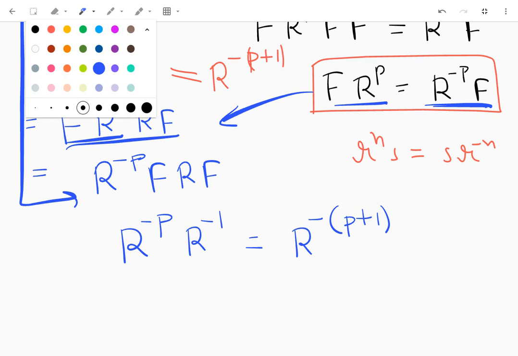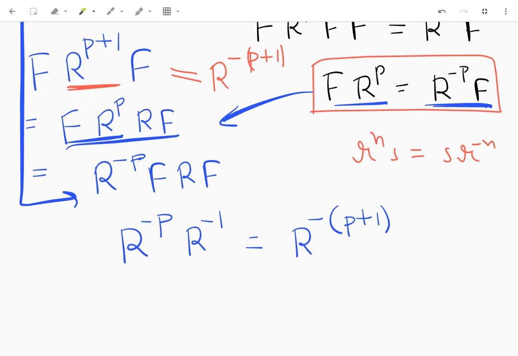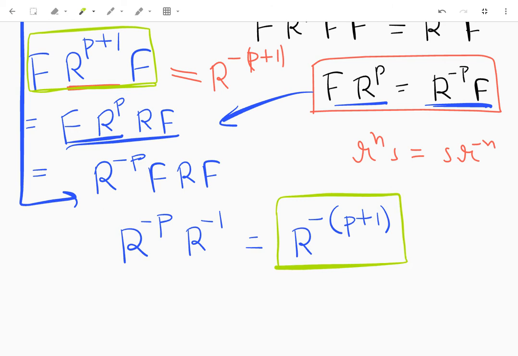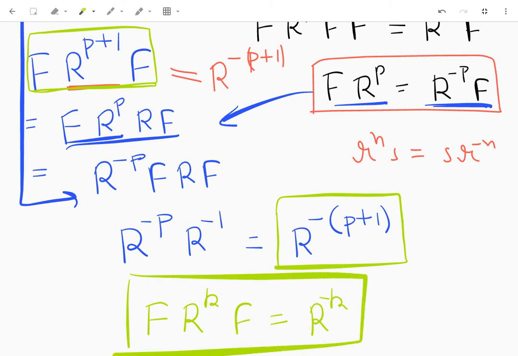Right? So ultimately, I proved that F R^(p+1) F is equal to R inverse^(p+1). So by the principle of mathematical induction, I can say that F R^k F equals R^k inverse, right? And sorry, this pen seems a little lighter. But yeah, this is the proof.